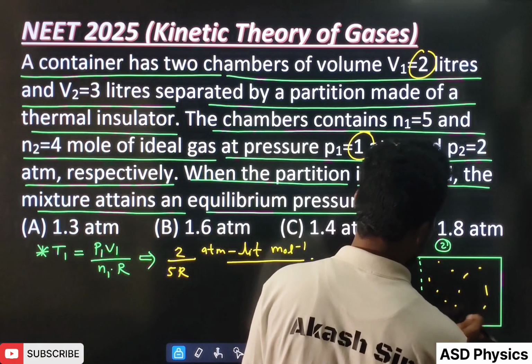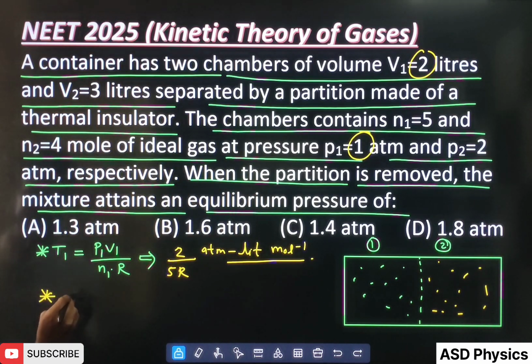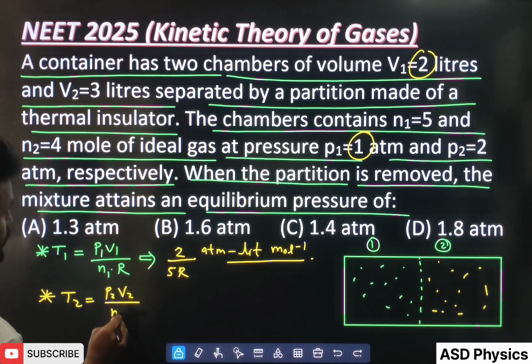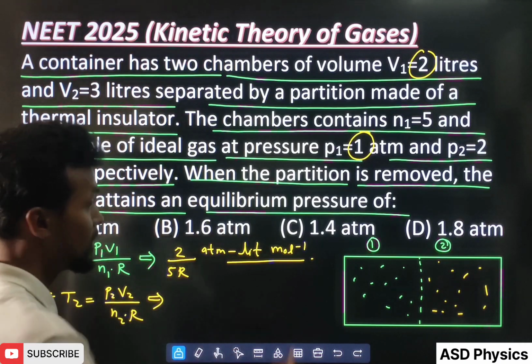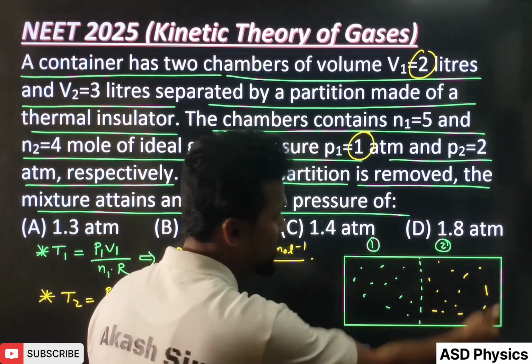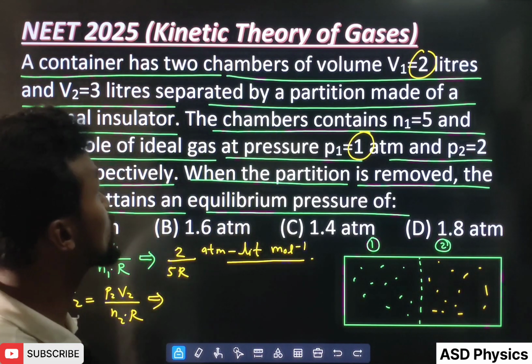Now next one is here. This is the second gas. So here what will happen, students? This T2 is given here in the same way: P2 V2 by N2 into R. Okay. Temperature in the second chamber now. Because it is thermally insulated, first we'll find out the temperature. Okay. So here, P2 V2.